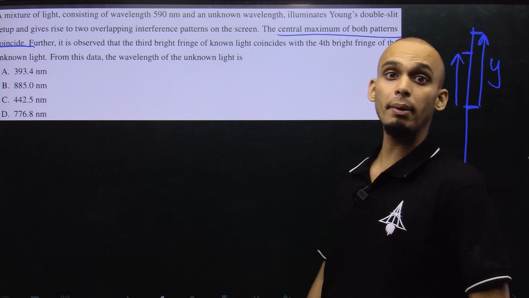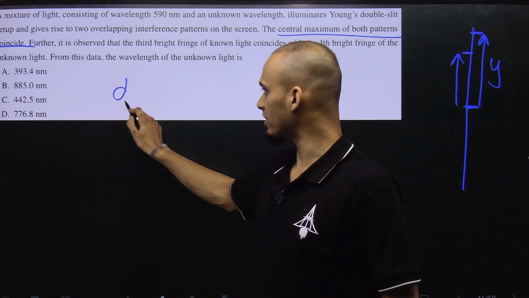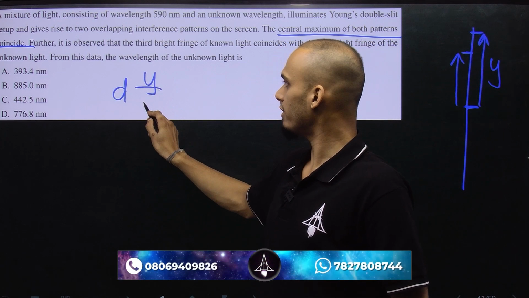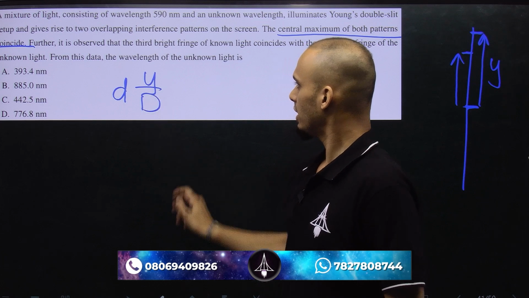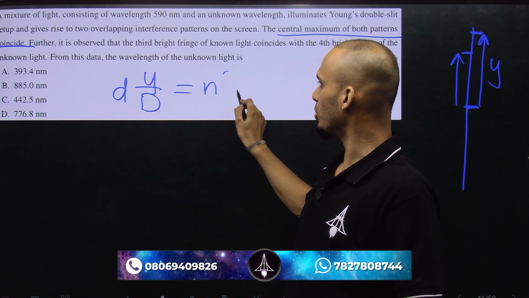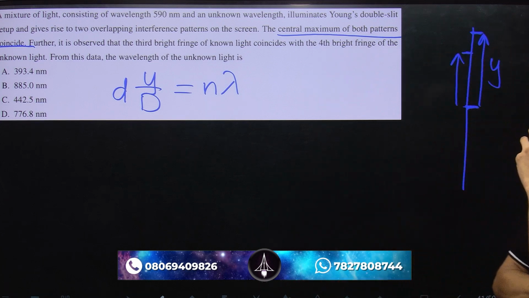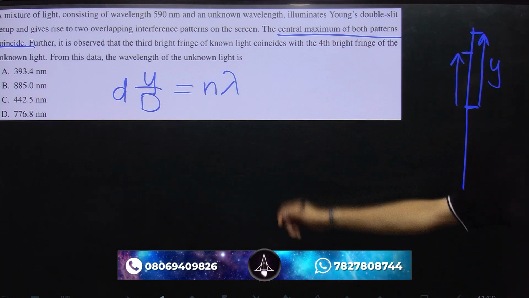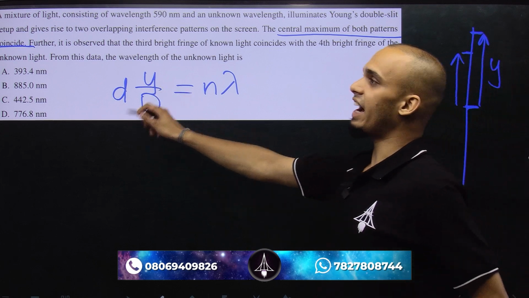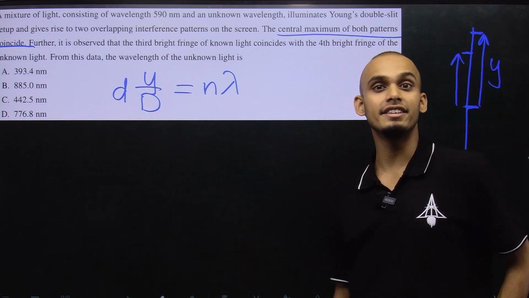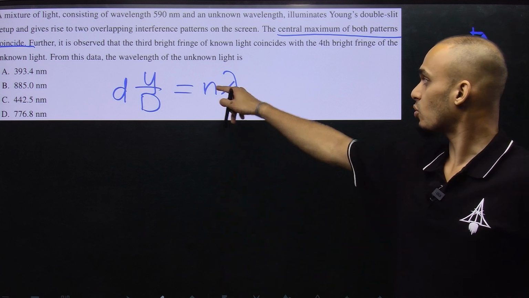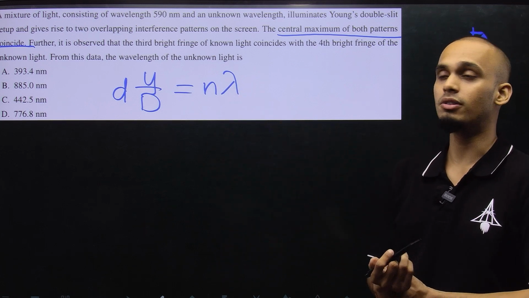And for a simple double slit setup, we know the path difference is d into y, the fringe distance, upon D, and this should be equal to n into lambda for any wavelength of light. Since the centers coincide, the value of y should be equal when the fringes are coincident. So only n into lambda should be equal for them.